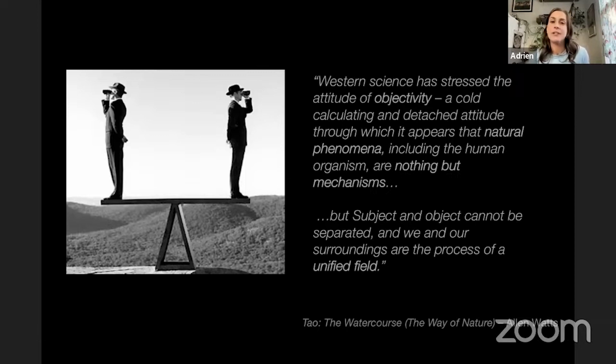what's happening around us. Western science has stressed this attitude of objectivity, in which it appears that natural phenomena, including the human organism, are nothing but mechanisms. But as I just said, subject and object cannot be separated, and we and our surroundings are the process of a unified field.